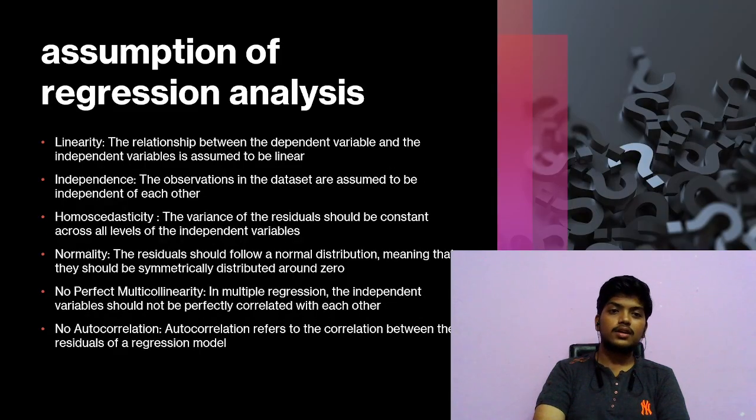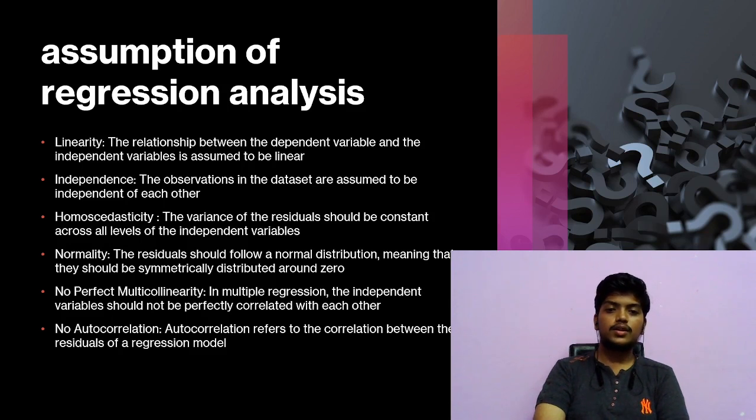Assumptions of regression analysis: linearity, independence, homoscedasticity, normality, no perfect multicollinearity, no autocorrelation. The relationship between the dependent variables and independent variables is assumed to be linear. Observations in the data sets are assumed to be independent of each other.